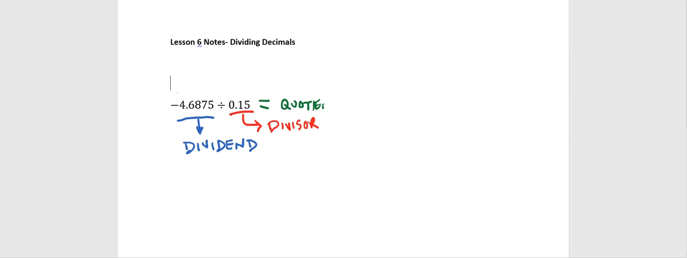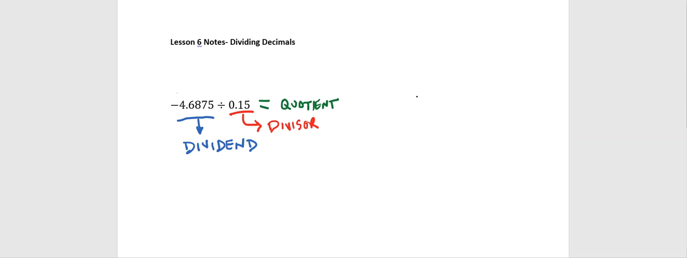So you should be familiar with the word quotient, as you are with words like sum, meaning the result of adding, product being the result of multiplying, difference being the result of subtraction. In this case, quotient is the result of dividing. It's the result of dividing the dividend of negative 4.6875 by the divisor, 0.15.